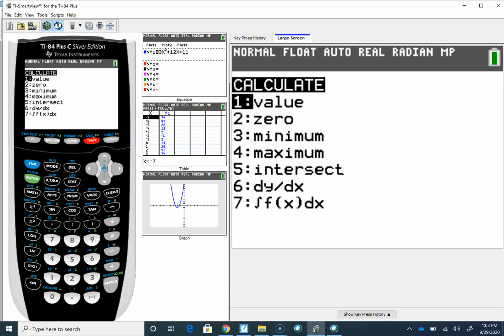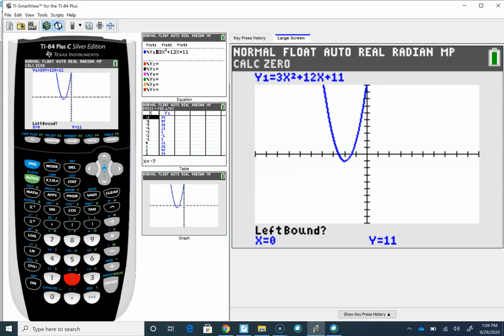So I'm going to calculate, and we are trying to find the x-intercepts actually first. So I'm going to calculate the zeros. And I'm going to find this 0 here first, and then I'm going to find this 0 second. So if I were to find this 0 here, I'm going to have to be to the left of that. So I'm going to move my little bug to the left of that.